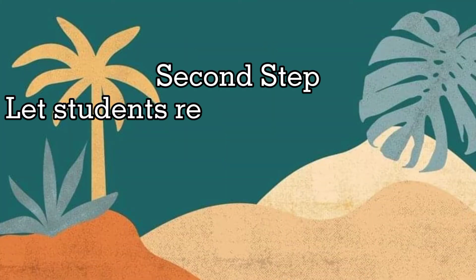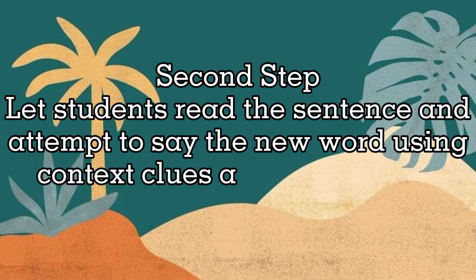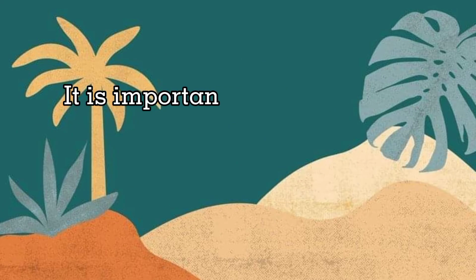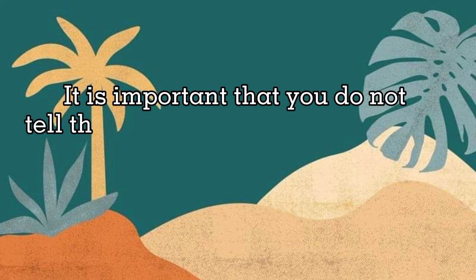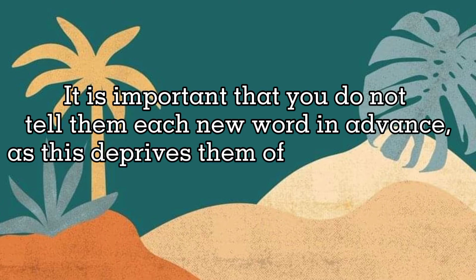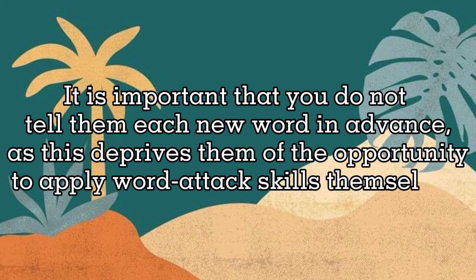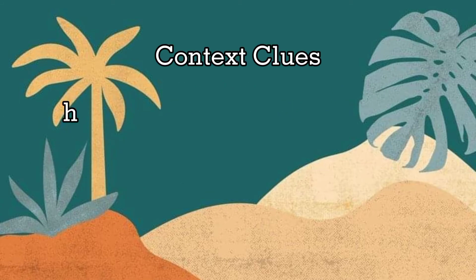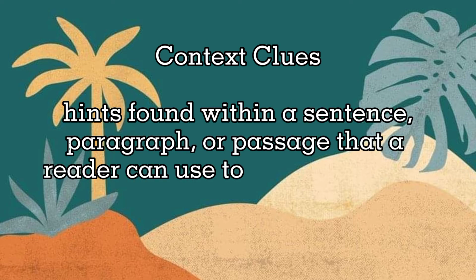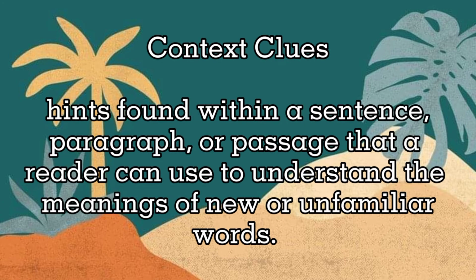Second step, let students read the sentence and attempt to say the new word using context clues along with other word attack skills. Take note that if you are introducing a new story, it is especially important that you do not tell them each new word in advance, as this deprives them of the opportunity to apply word attack skills themselves. Context clues are hints found within a sentence, paragraph, or passage that a reader can use to understand the meanings of new or unfamiliar words.